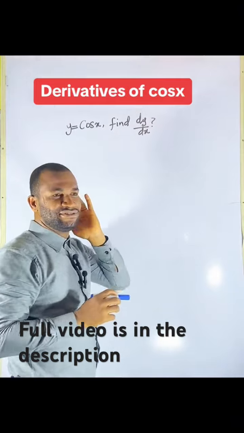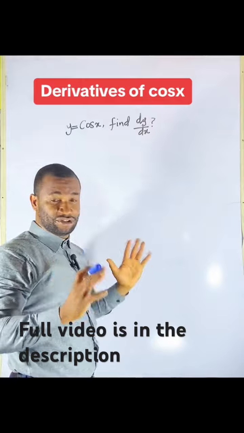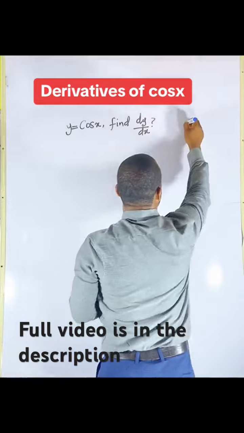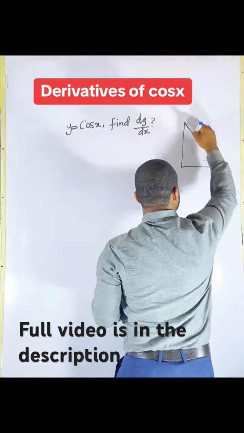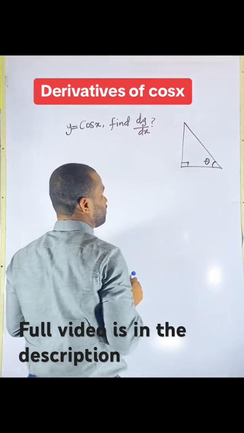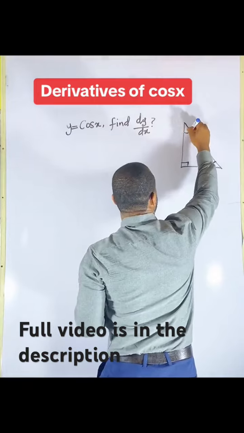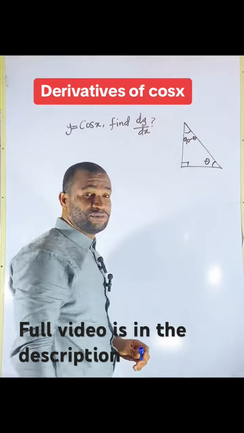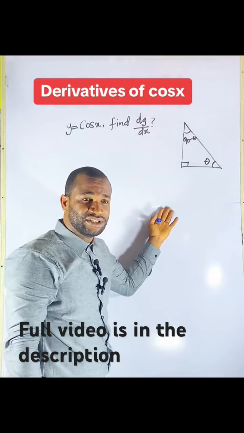Remember in trigonometric ratios, especially complementary angles, where we say that if you have a right angle triangle and this angle is given as theta, remember this is 90 degrees, then this angle is going to be 90 minus theta. I don't want to go far into the proof because remember this is advanced math.